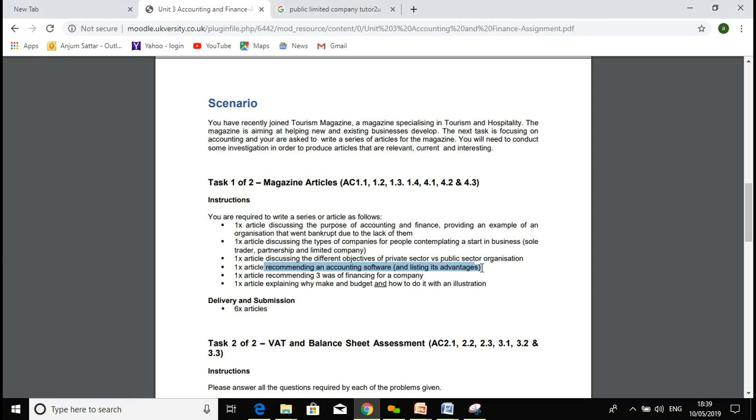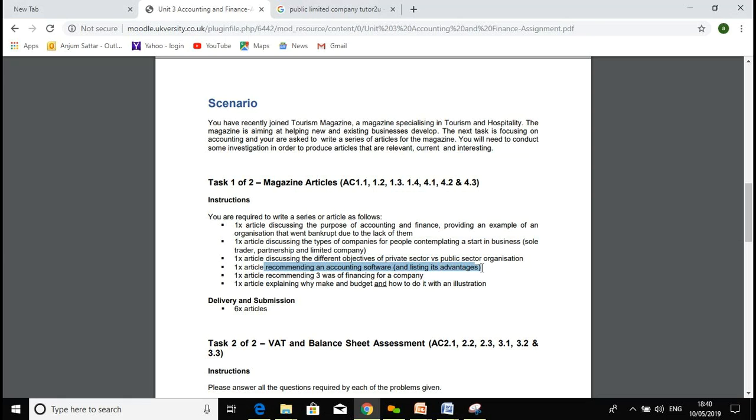Then the next article is recommending three ways of financing for a company. Three sources of finance, basically they should write where we can borrow money. We can borrow money from a bank. We can issue shares to the public. We have already done a lesson, which we will go through in the next lesson, on sources of finance. Yes. So we can borrow money from different sources: financing for a company, issuing shares, or private investment.